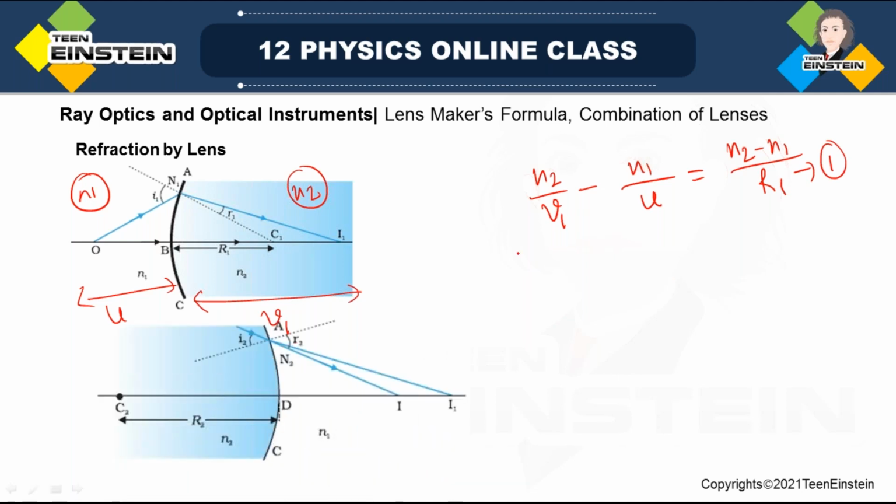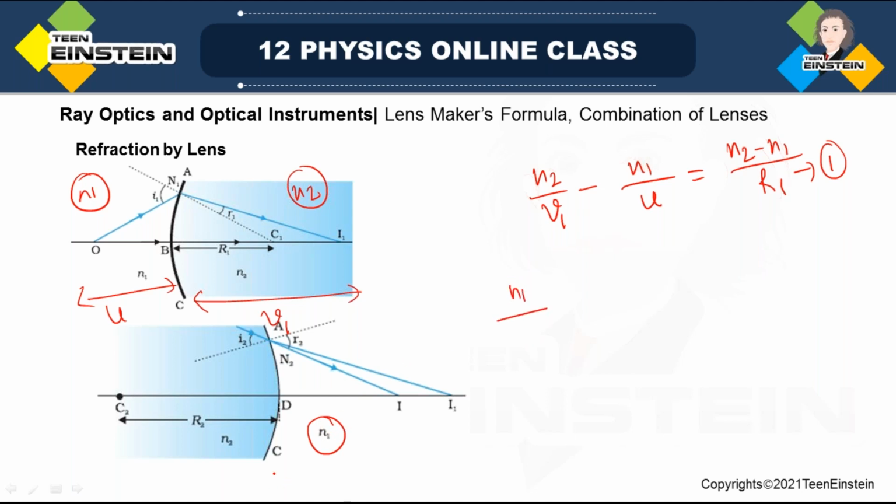Similarly, if we write the same formula for the ADC surface, what will that be? We have to see the medium where the image has been formed, and that determines the refractive index. In this case, the final image is formed in medium 1, having refractive index N1.